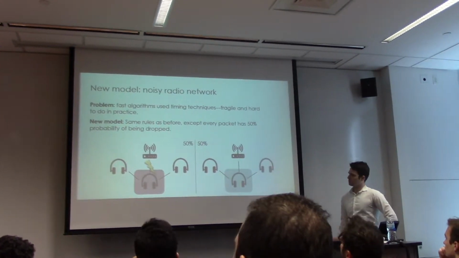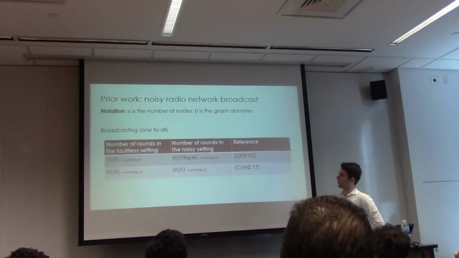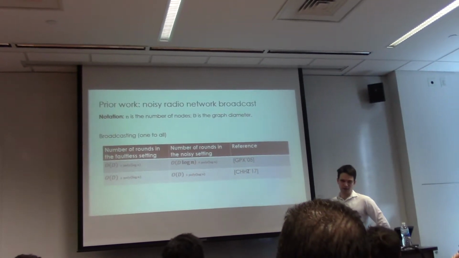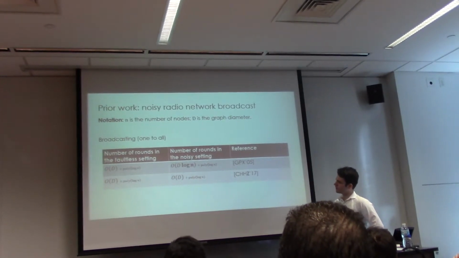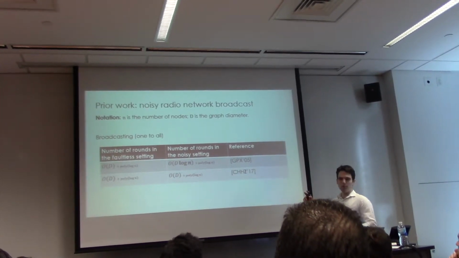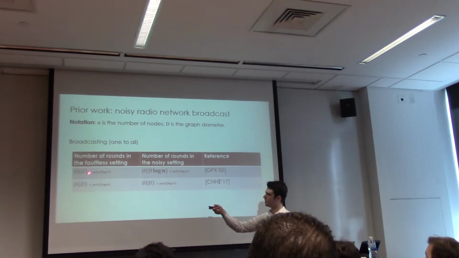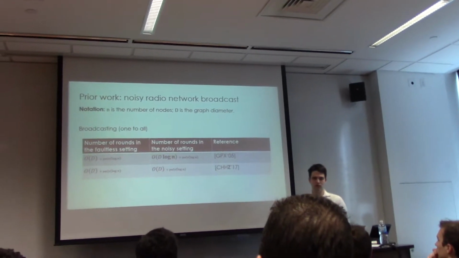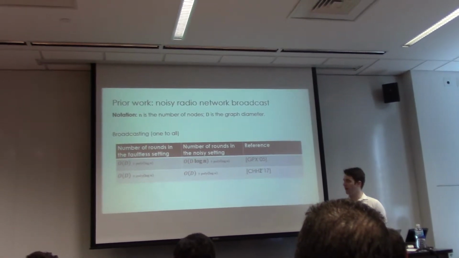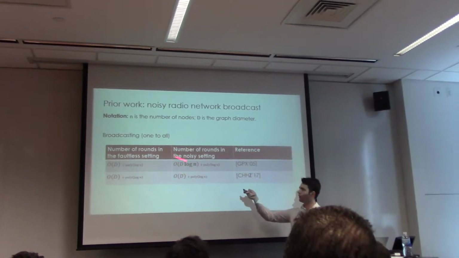Okay, and now if you look at this noisy radio network model and look at what you can do in broadcast, let's revisit first the old optimal algorithm of Gaussian-Peleg action, which takes order d rounds. If you try to run it vanilla in the noisy setting, you will actually incur a log n factor.